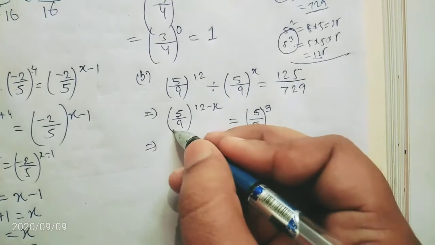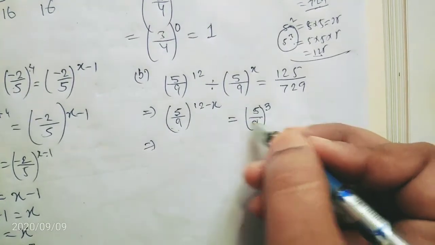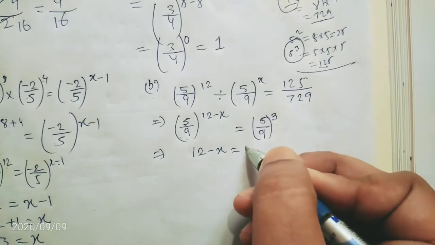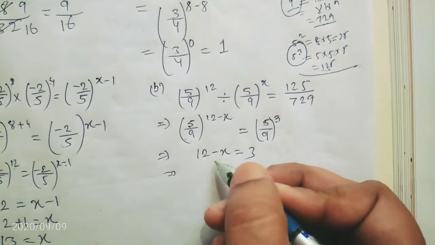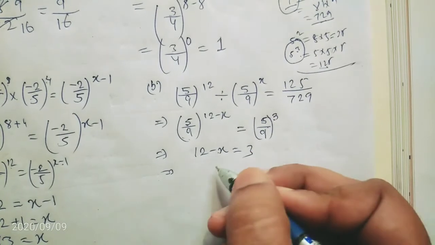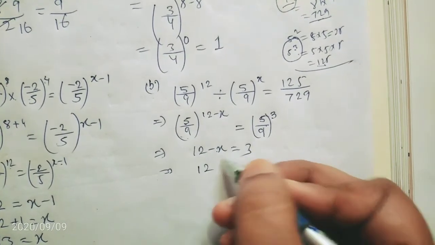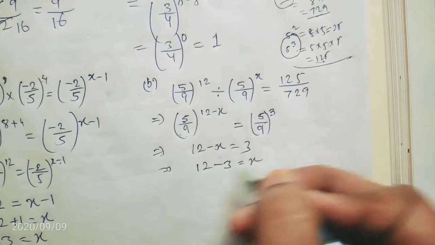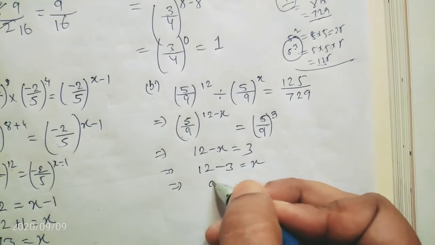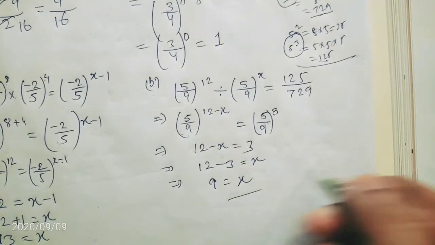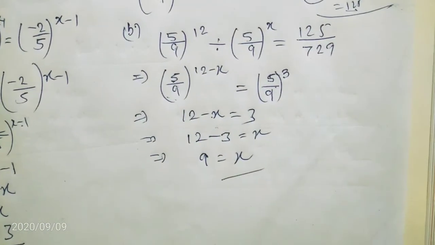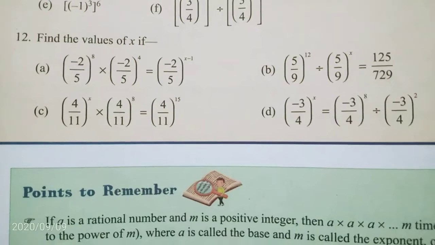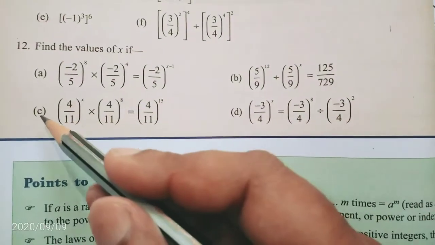When the bases are same on both sides, then the powers are also same. So here you write the power: 12 minus x equal to 3. Now this x will go to that side to make it positive, and 3 will come to this side. So 3 will become negative and x will become positive here. So 12 minus 3 is 9. So the value of x is what? 9. In this way you have to find out. This question is a little tricky because you have to find out this power. Okay, so C number will be your homework.